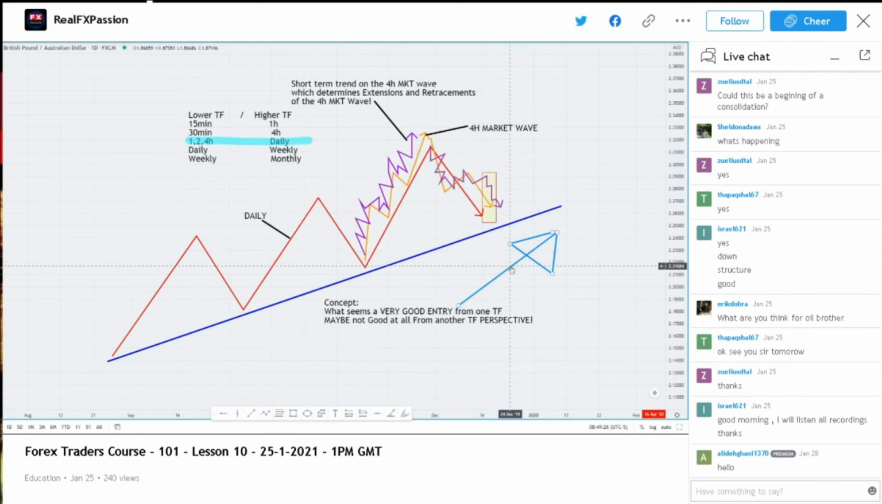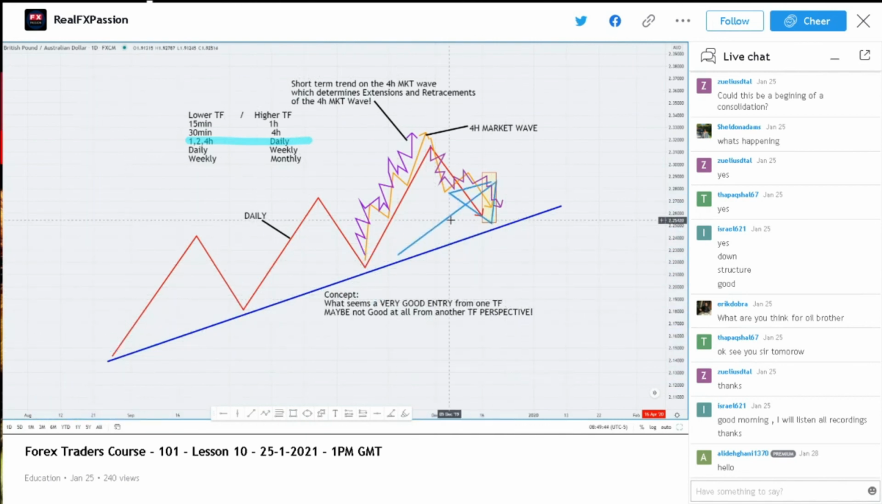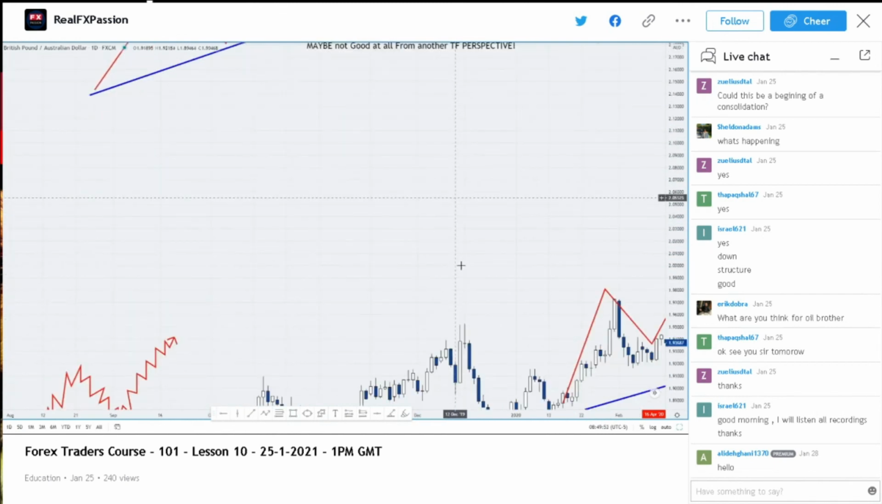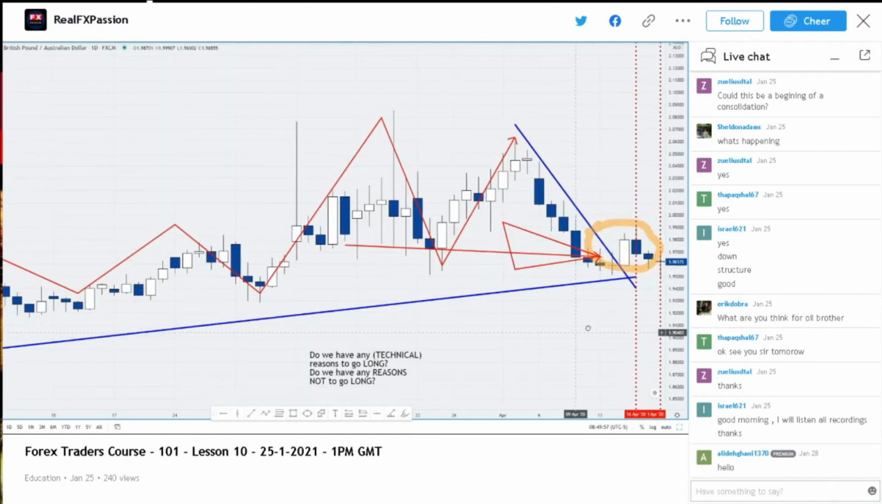Everybody? Make sense? So if you look just at the red, which is the daily, it makes perfect sense. It looks good. The market's making higher highs, higher lows, and I'm above the uptrend line. But the 4-hour market wave is just a tool. It's showing you, well, maybe it's not the time to enter.